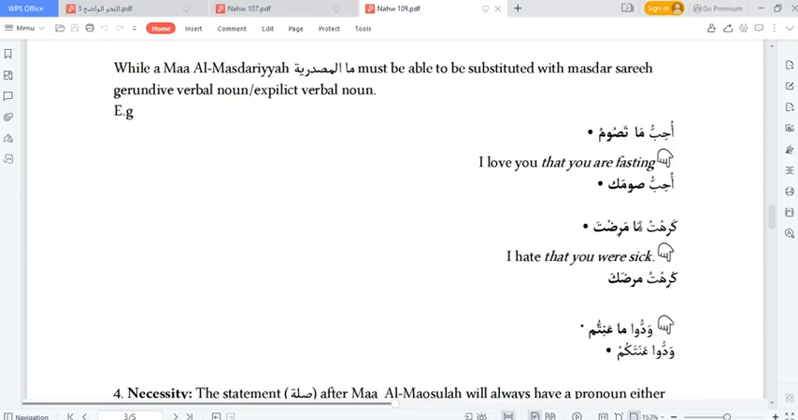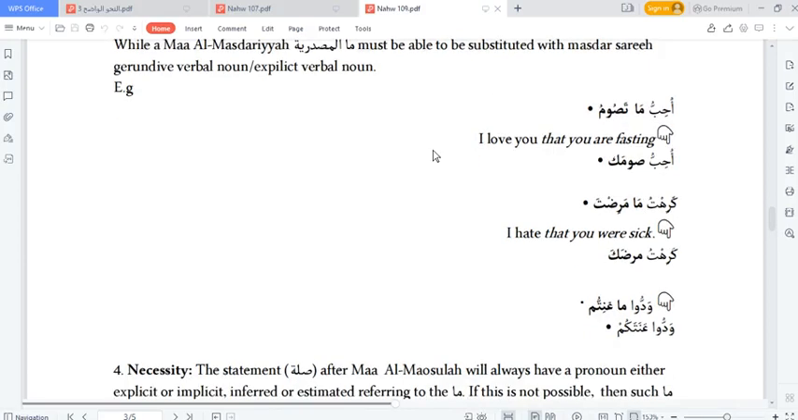We have karihtu ma marida. I hate that you are sick. Will be what? Karihtu maradaka. I hate your sickness. I hate that you are being sick. You can see they are the same thing. So it has to be replaceable. You have to be able to convert the ma and the fi'l that is coming after it into a gerundive or explicit verbal noun. I hope we get.